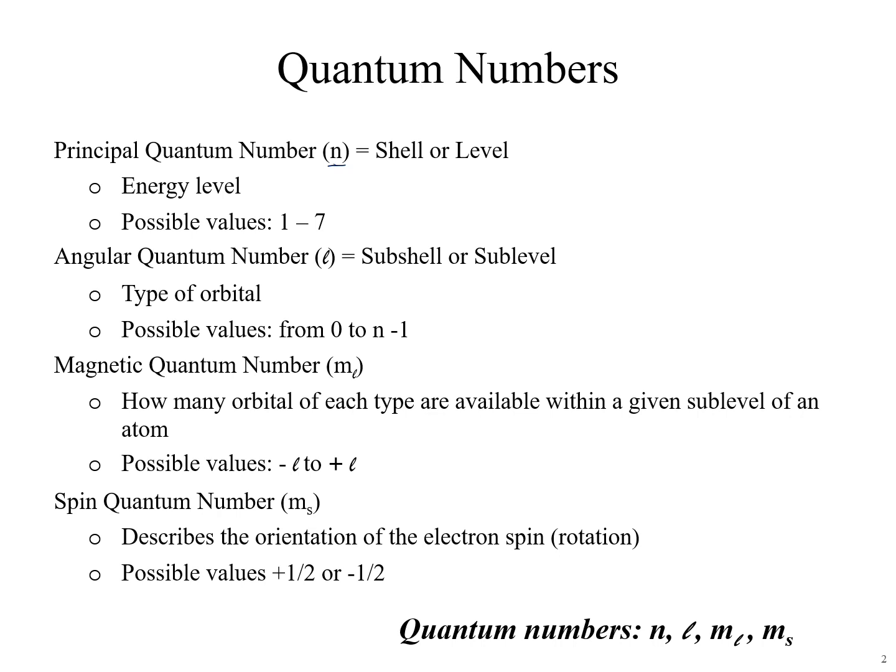And the last quantum number is the spin quantum number. We use the symbol m sub s for the spin quantum number. It's just telling you the rotation of an electron. So for the spin quantum number, we have only two possible values. It can be positive 1/2 or negative 1/2.